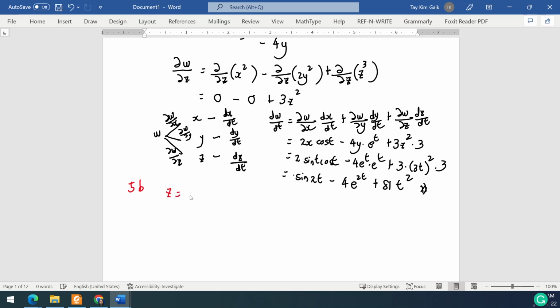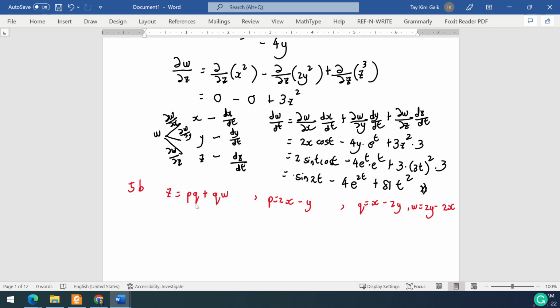z is pq plus qw. They want to find del z del x, because p is 2x minus y, and then q is x minus 2y. Okay, then w is 2y minus 2x. Find del, okay, pqw actually in terms of x and y.